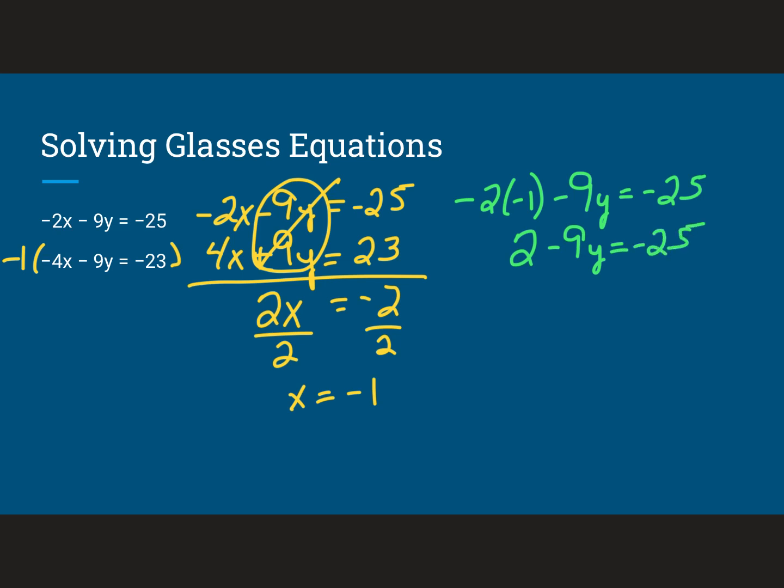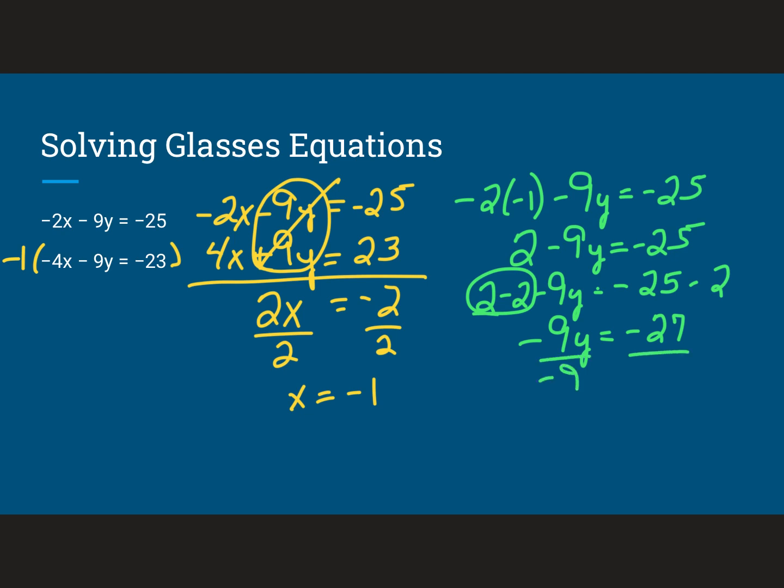Well, -2 times -1 is simply 2, minus 9y equals -25. So now I'm going to subtract 2 from both sides. So I have 2 minus 2 minus 9y equals -25 minus 2. These are going to cancel. I'm left with -9y equals -25 minus 2, which is -27. So now I'm going to divide both sides by -9. And I get y equals 3. So my solution for this is -1, because the x is always first no matter what, 3.